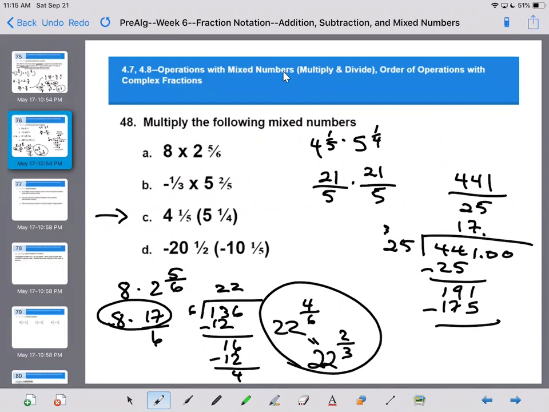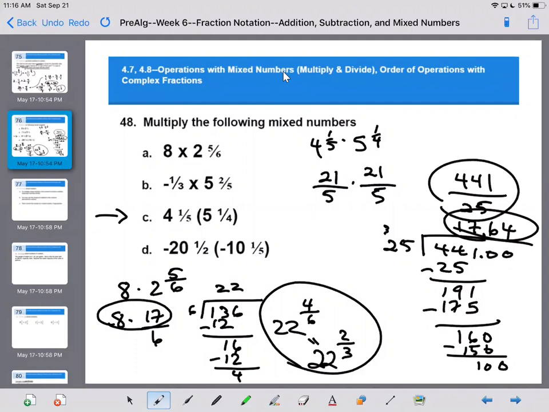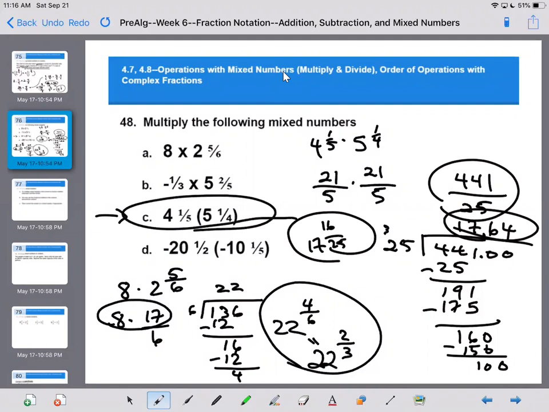So that's going to be 160. And that should divide, so 6 times. So that's 15, and then 4. So 17 and 64 hundredths as the result there. So, you get the 441 25ths. You could stop at and make that 17 and 16 25ths as your result here. I just wanted to take that to a decimal just to show you that.